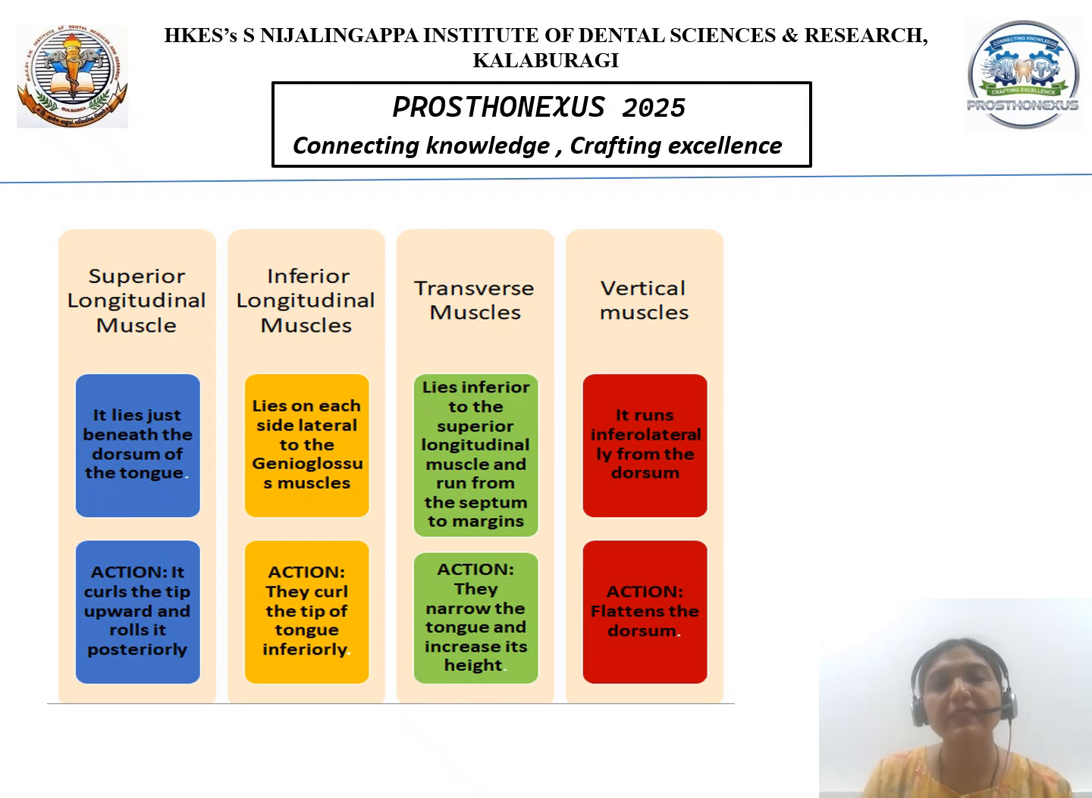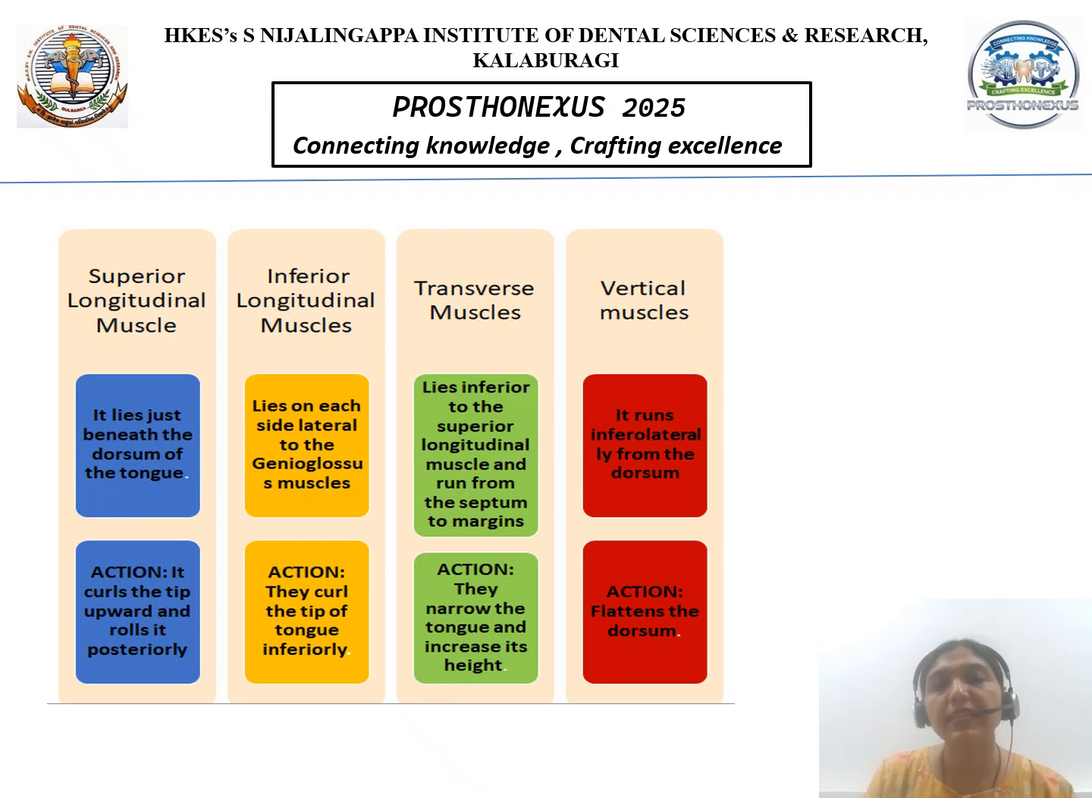They lie lateral to the genioglossus, that is the inferior region of the tongue next to the mucosa, and their action is they curl the tip of the tongue inferiorly. This was upward and this is towards the lower direction.